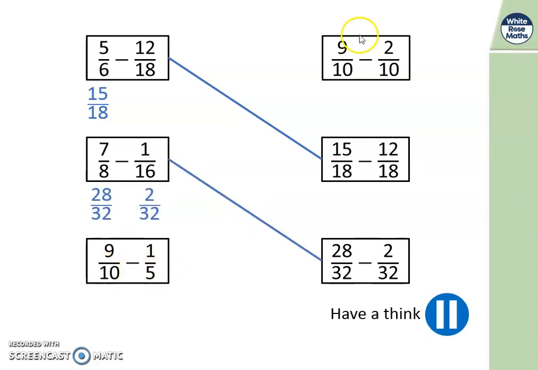And this one, we do have tenths, 9/10, and 1/5 will double up to become 2/10. So they match. Well done if you spotted that.